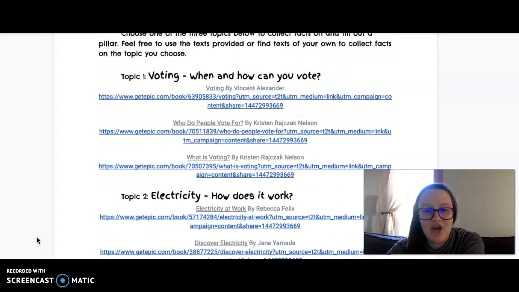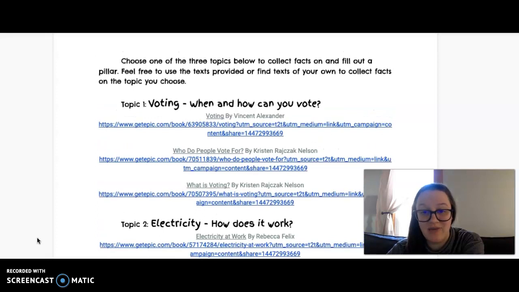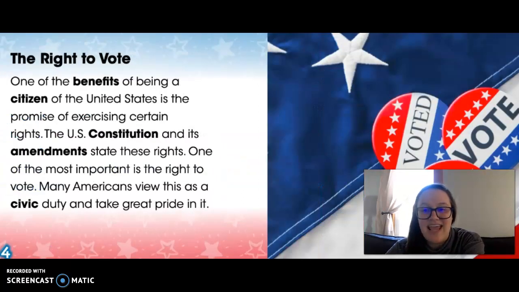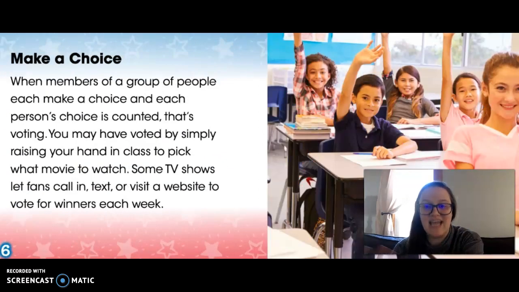So I thought today I would walk you through how I do my writing. And so I thought I would choose voting. And so I went ahead and I checked out some books on Epic. I just clicked those links and I scanned through and read some of it, and I took all kinds of different facts out of those 3 different books. I actually even found some more books on Epic, and I looked at those too. So the important thing is that you're writing down these facts.